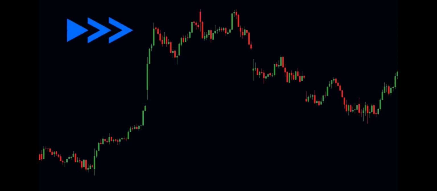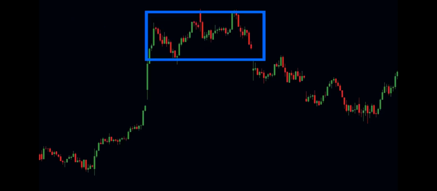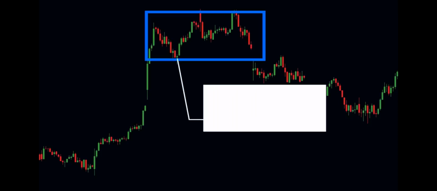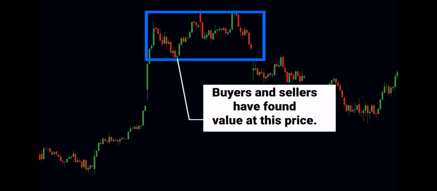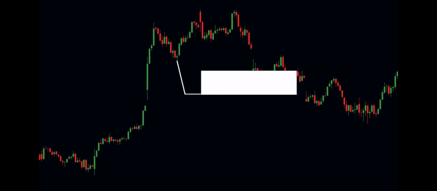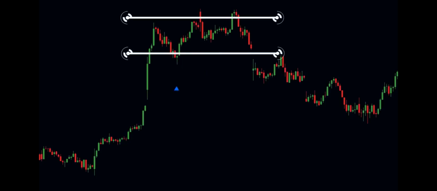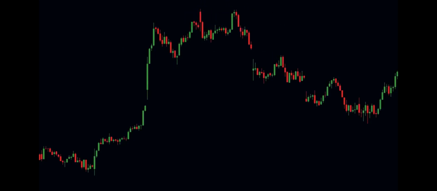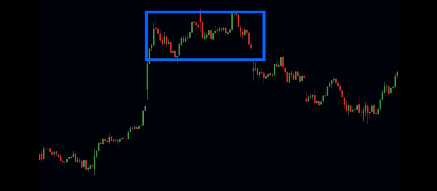Then, once the buyers and sellers find a price that is attractive to both of them, they start to exchange. The exchange between the buyers and sellers is visible as the price goes sideways for a couple of candles. When the market is in a sideways range like this, it signifies that the buyers and sellers have found value at this price. They both see the current price as a fair price of the asset. Therefore, the buyers are buying when the price reaches this lower boundary and the sellers are selling when the price reaches the upper boundary of the range. This area is what I call the value zone.